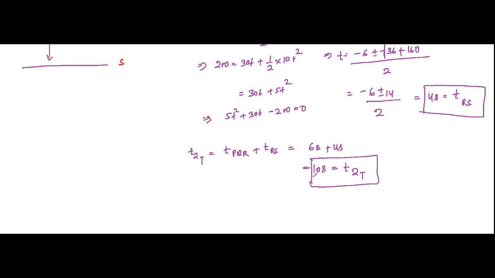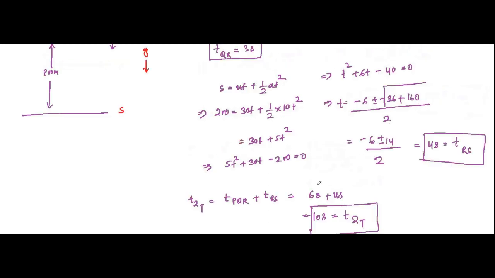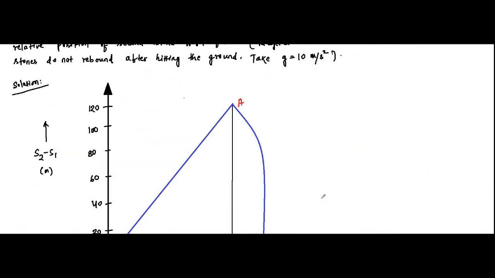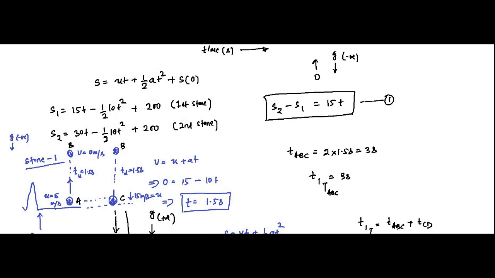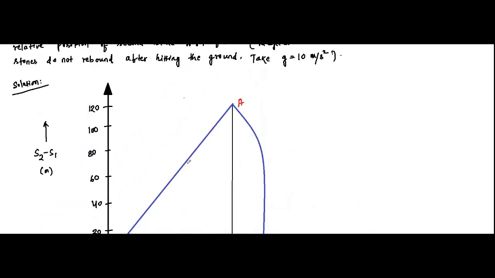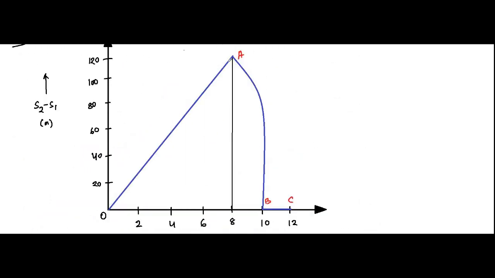Now let us look at the graph. What are the important points? First, please pay attention here. First is this portion. S2 minus S1 is 15t. So if you look at this initial OA portion, it is a straight line passing through the origin with a certain slope.